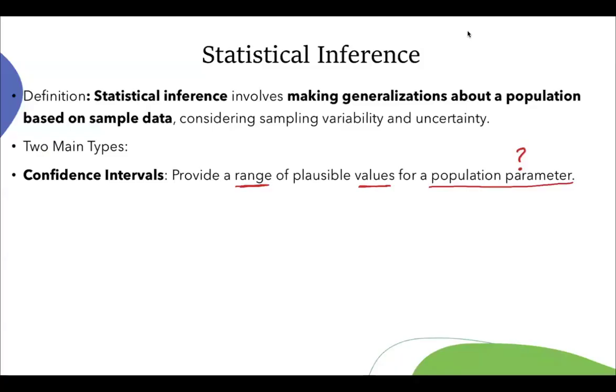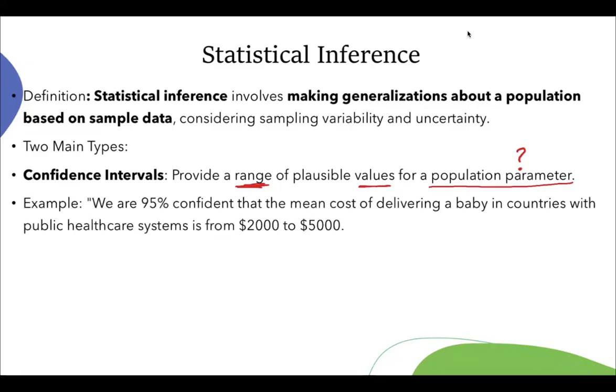Okay, we don't know what the population parameter is. It is an unknown, but we create a range of values that hopefully the population parameter falls inside that range. And we're going to be developing confidence intervals and interpreting them with this kind of phrasing. We are 95% confident that the mean cost of delivering a baby in countries with public healthcare systems is from $2,000 to $5,000. That would be an example.